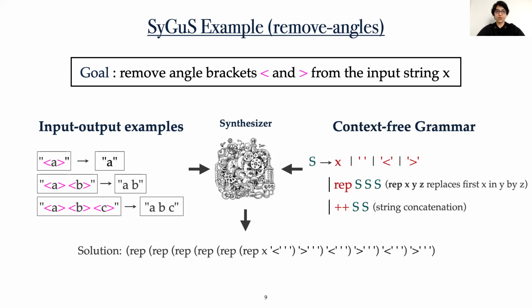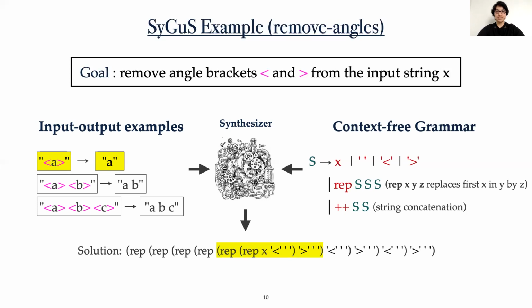Using this grammar, the goal of the synthesizer is to generate a program that involves repeatedly replacing the angle brackets in the input string with an empty string. To better understand the solution, consider the highlighted portion. This part replaces one set of left and right angle brackets in the first input example with an empty string.